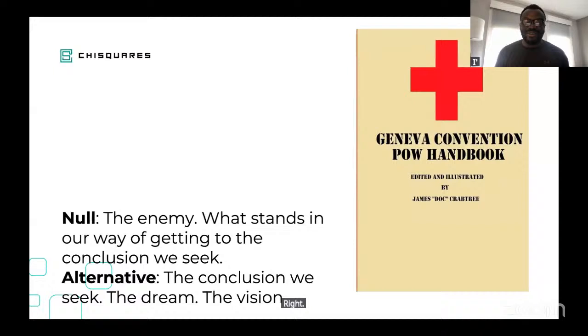The same thing with the null. Think of them as the enemy. We don't have to love them and accept them, but we can only fail to reject them because they are what stands in our way to getting to the alternative we seek. That's just a very simplistic explanation, but I hope you get the picture.